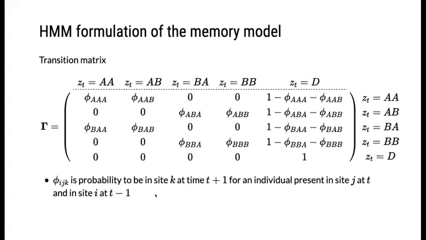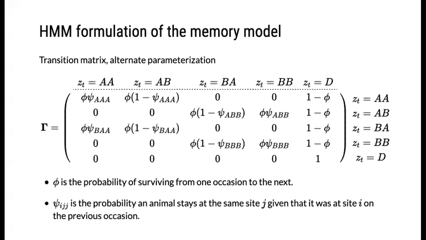And so you can fill in the matrix. So another parameterization, which I find easier to understand, is that one. You define phi, the probability of surviving from one occasion to the next, and psi ijj, the probability that an animal stays at the same site j, given that it was at site i on the previous occasion. Okay, so by doing that, you can write down the transition matrix as follows.